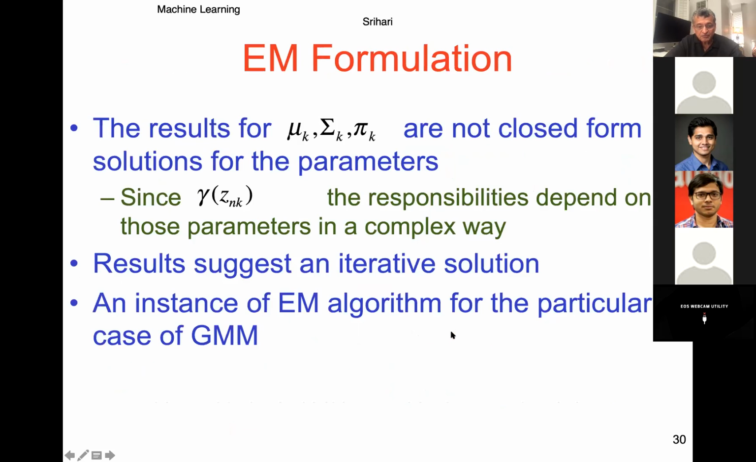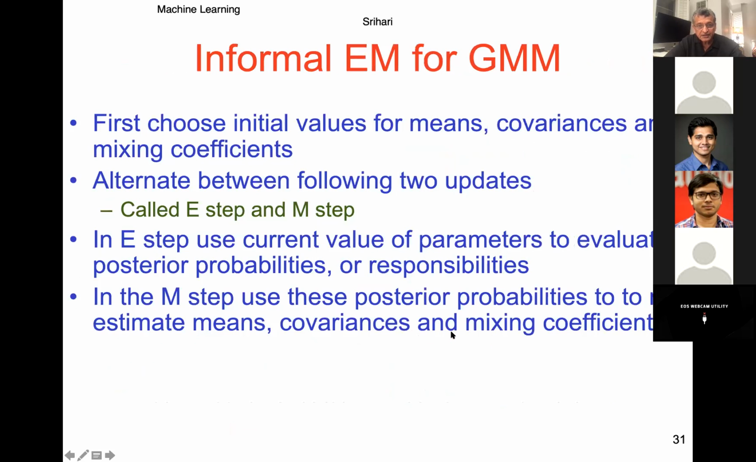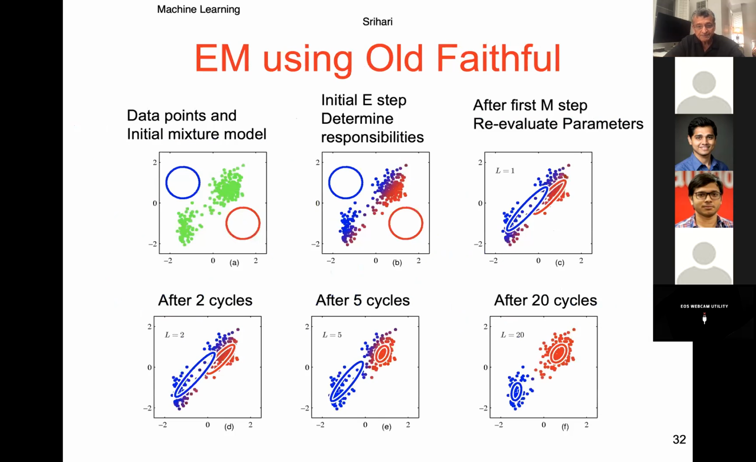And so the EM formulation is first choose initial values for the means, covariance, and mixing coefficients, then alternate between the E step and M step. In the E step, you use the current values of parameters. In the M step, use these posterior probabilities to estimate means, covariance. So this is the overview; the algorithm is fairly straightforward. Again, in the E step use the current values of the parameters, and the M step use these to estimate means, covariances.